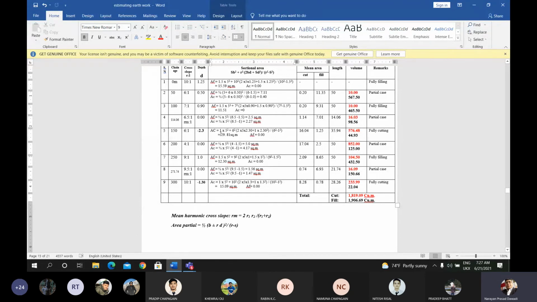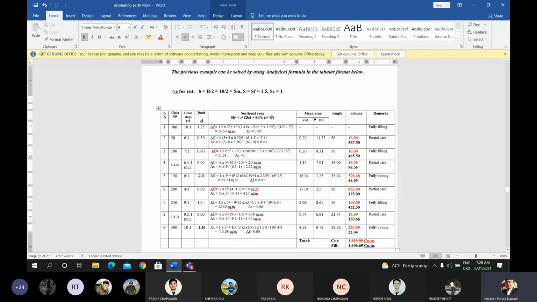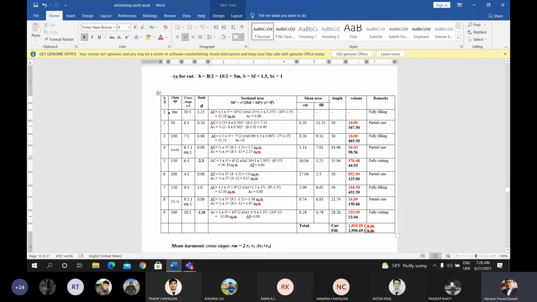Okay, in this way you can calculate all the areas of the respective rows, area of filling as well as area of cutting. Now mean area. Mean area is calculated for the first serial number and the second serial number. For the first case, there is no mean area of the single area. There is no mean. And for the second case, the area of filling and the area of cutting is also calculated here.